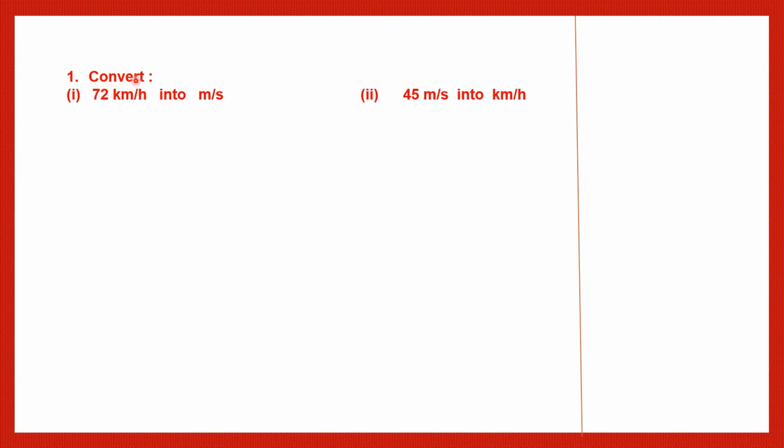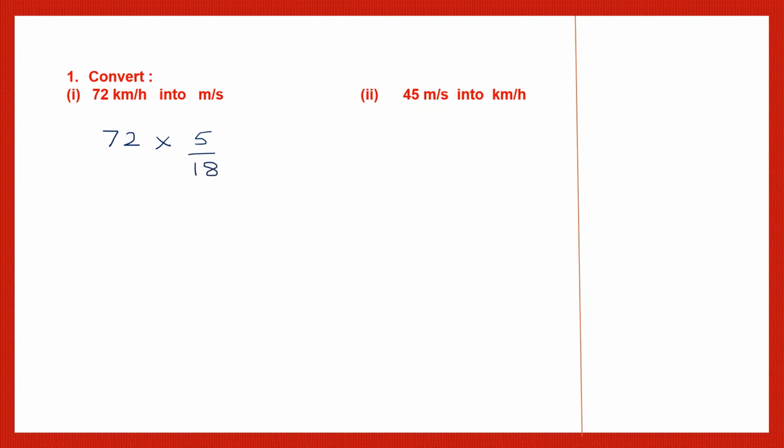Question 1. Convert 72 kilometer per hour into meter per second. So first is kilometer per hour to meter per second. So that means we need to multiply by 5 by 18. So let's do that. So 72 is in kilometer per hour. To convert to meter per second, we have to multiply by 5 by 18.